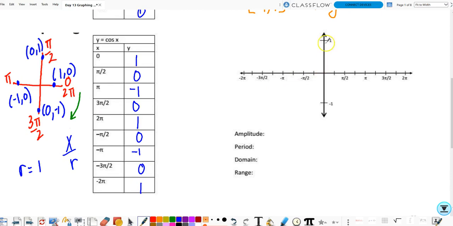Let's plot those. 0, 1. Pi over 2, 0. Pi -1. 3 pi over 2, 0. 2 pi 1. Put my negative points on here.